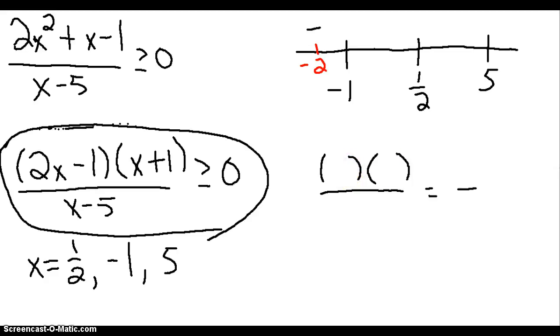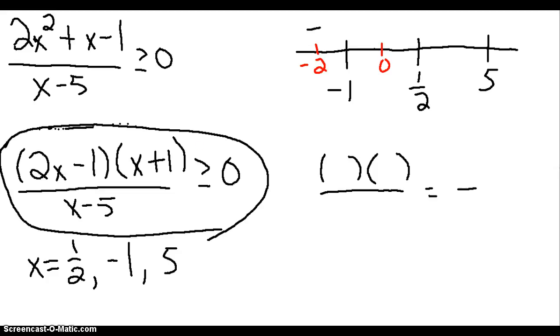I'm going to pick something between -1 and 1/2. And I have the advantage here, and if you could ever pick 0, it's always a good value to pick. So I'm going to take 0, and again, plug it into the factored form, just like I did before. And again, I'm just interested in the signs. I don't really care what the actual value is.